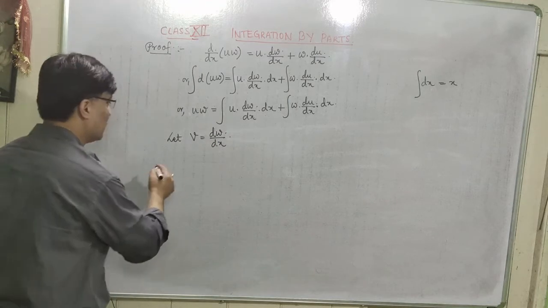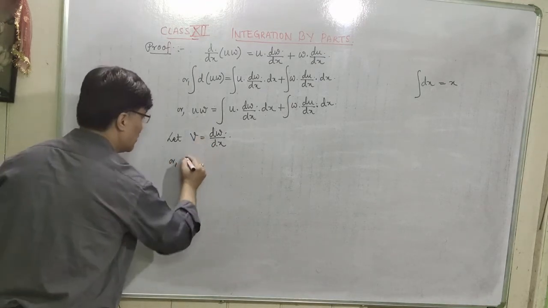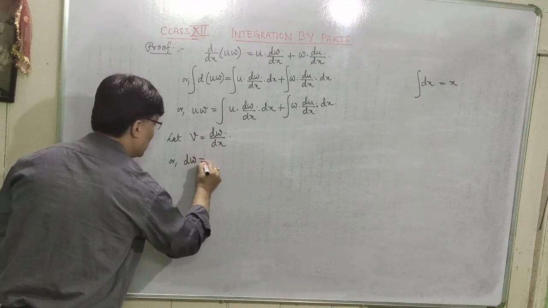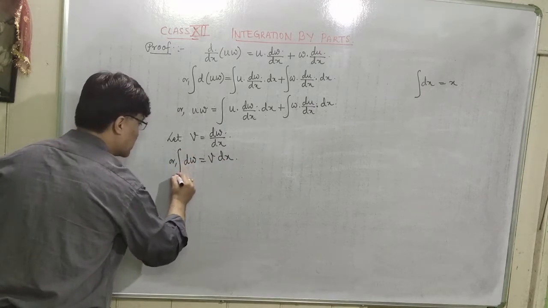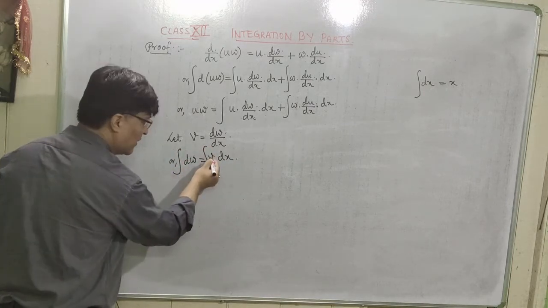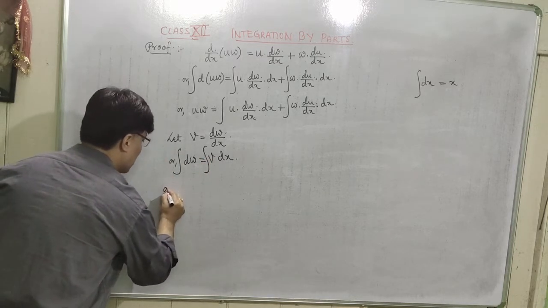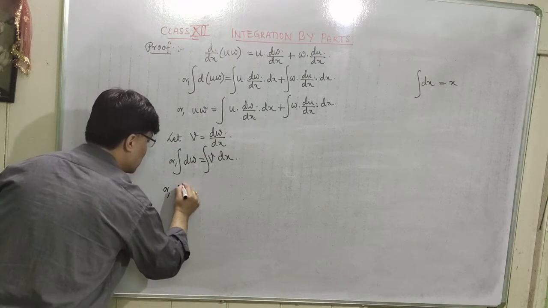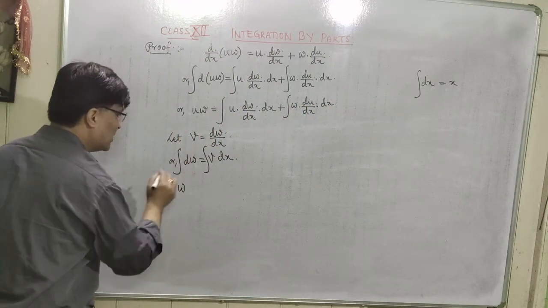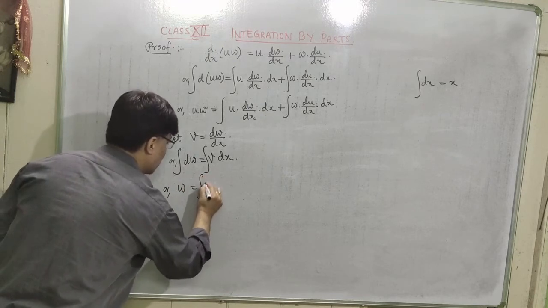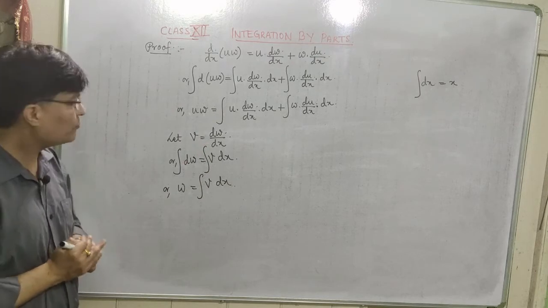Now let us cross multiply. dw is equal to v dx. So you can use integral sign now, both sides. v is the variable, so before v you can write integral sign. What is integral dw? It is w, because integral dx is x. Similarly, what is integral dw? That is w is equal to integration of v dx. Is it clear now?